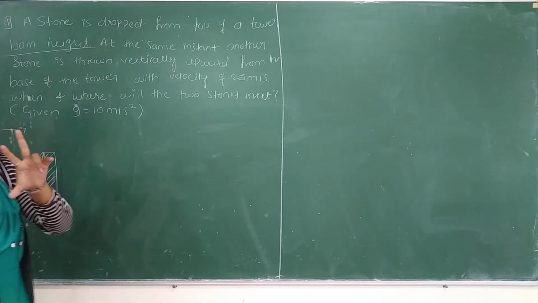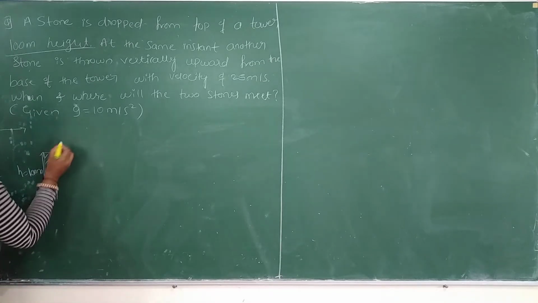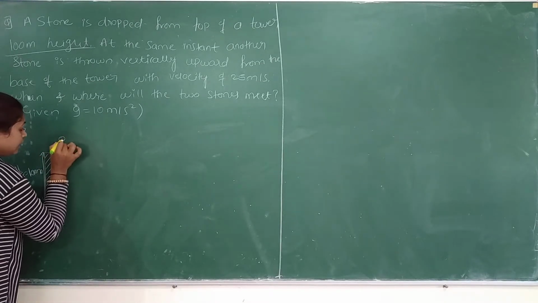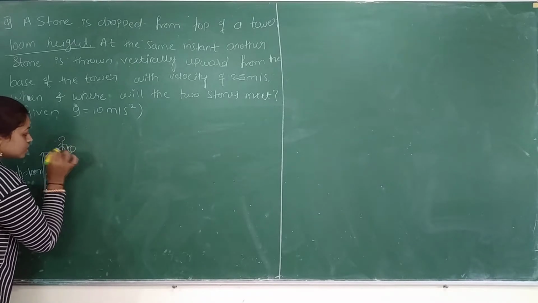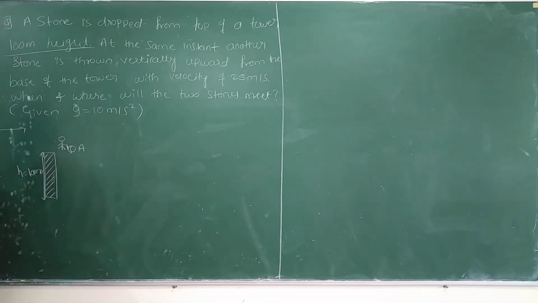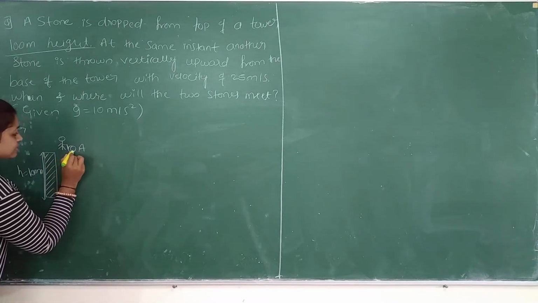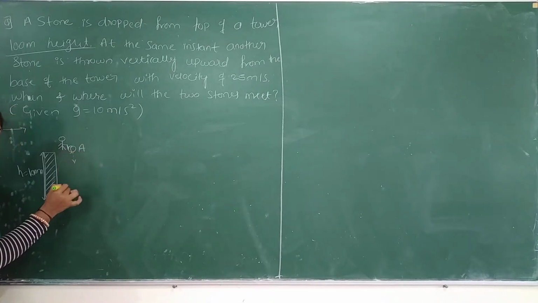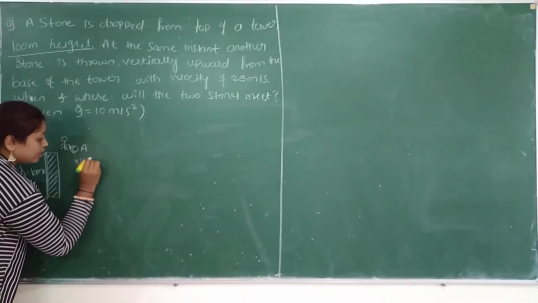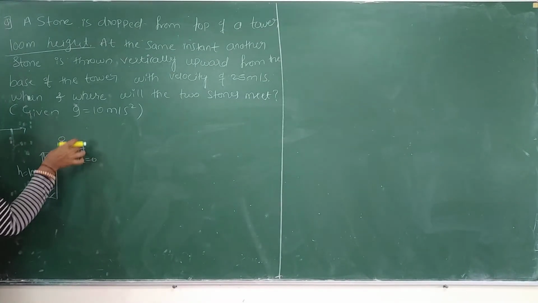So there are two persons, one standing on the tower and one on the ground. Just imagine at the top of the tower, a person is standing and he is throwing the stone. Let us take it as the stone A. He drops the stone and it starts moving downward in this direction and its initial velocity will be 0. First person drops a stone.